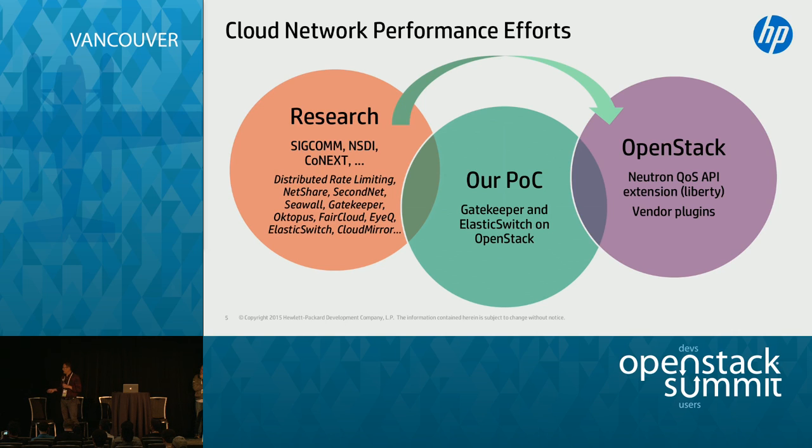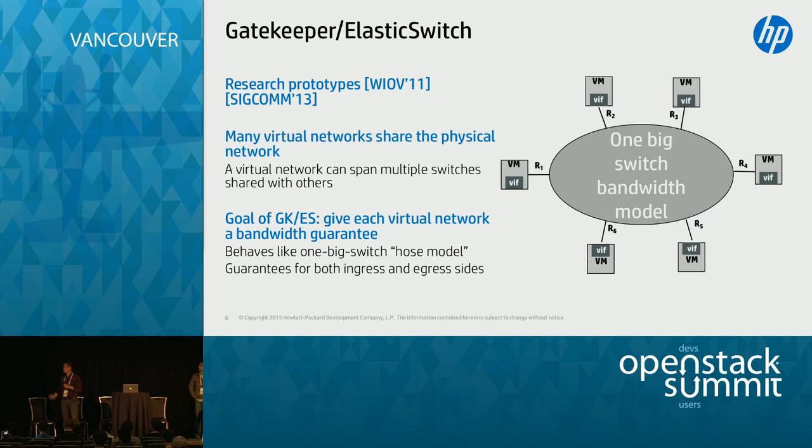So let's look a little bit more at Gatekeeper and ElasticSwitch. Both of them provide a very similar abstraction to the cloud tenant. The cloud tenant sees a virtual network, and the virtual network from a bandwidth perspective should behave like all the VMs of that virtual network are attached to one big switch with links with a guaranteed bandwidth capacity. So any traffic pattern that such a one big switch could support, the virtual network should be able to support.